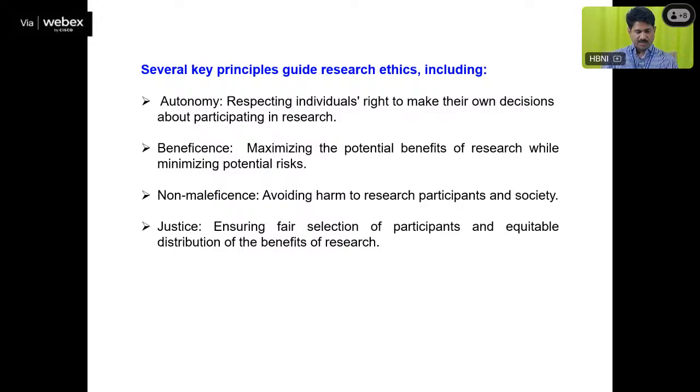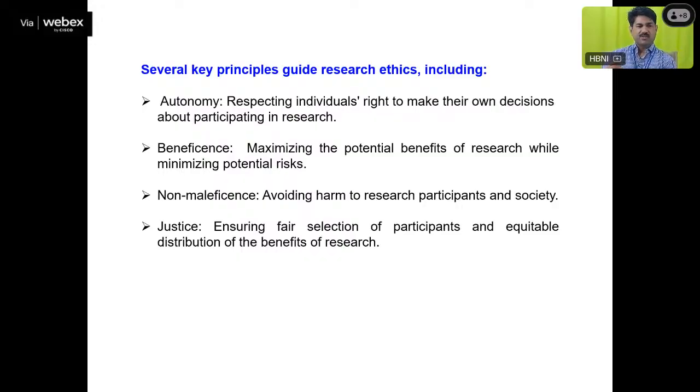And also the right of a person or organization or region to govern or control their own affairs is known as autonomy. So in that case, we have to respect various individuals. Autonomy is nothing but respect for others. So we have to maintain the confidentiality and the privacy of the research.